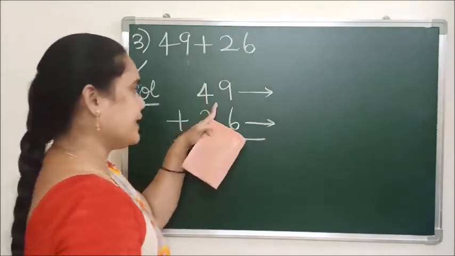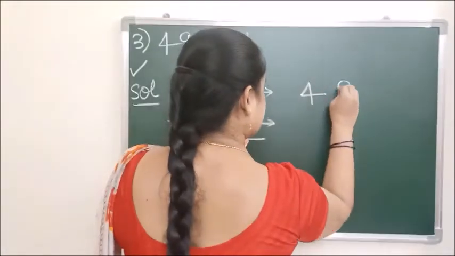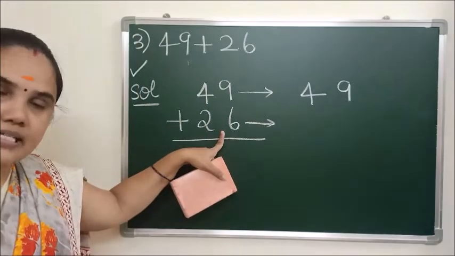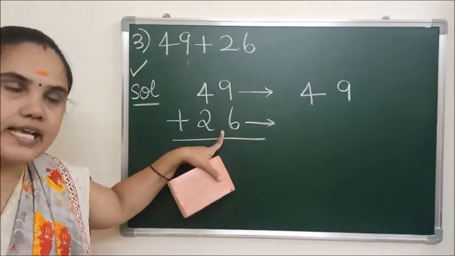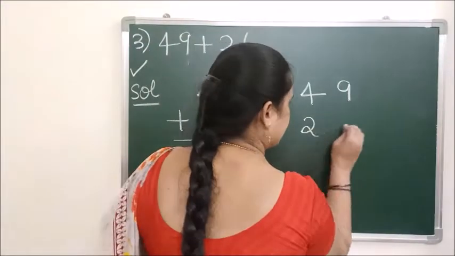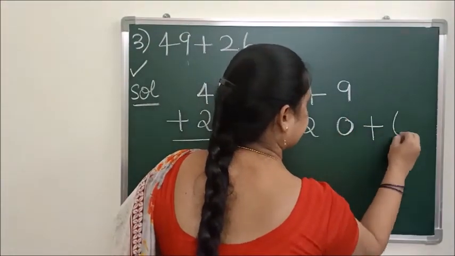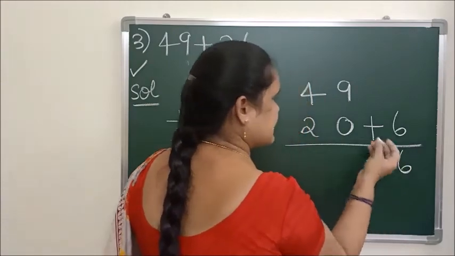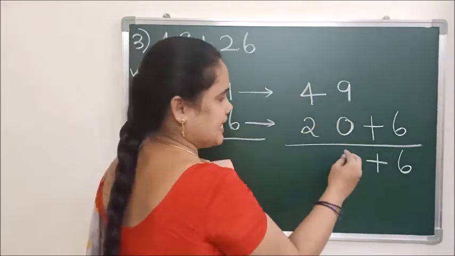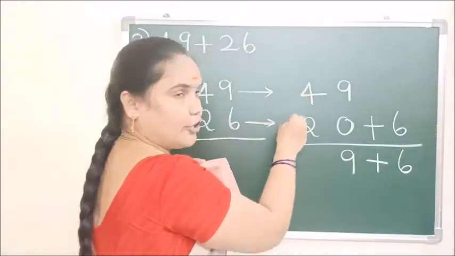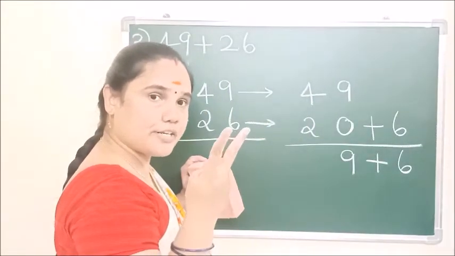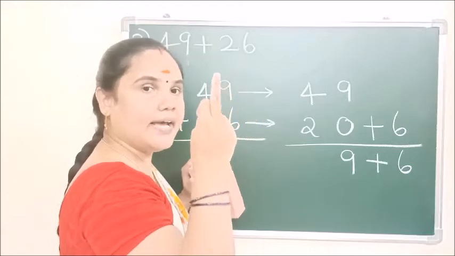26 is smaller. Okay. So, we write 49 as it is, children. Okay. 26. What is the expanded form of 26? 20 plus 6. Now add, children. 6 plus 9 plus 0 is 9. 4 plus 2. How much is 4 plus 2, children? 4 after 5, 6.